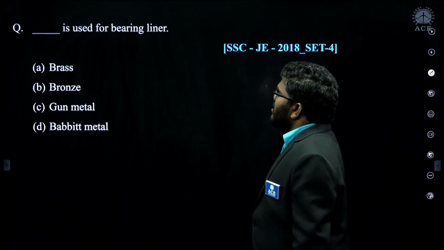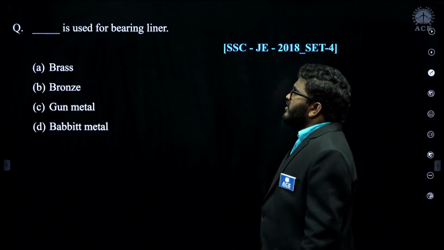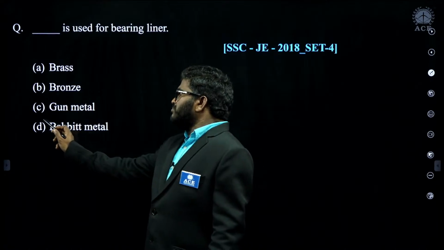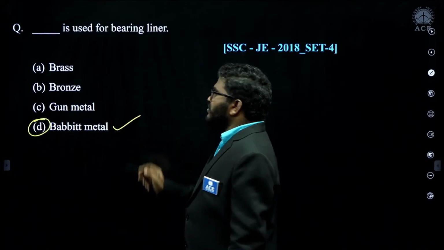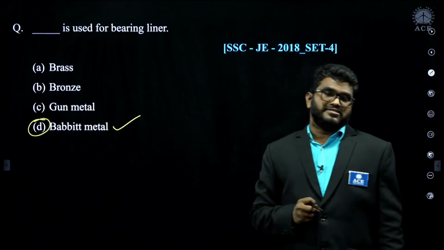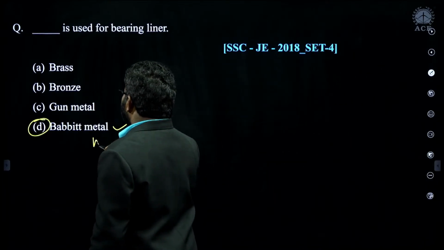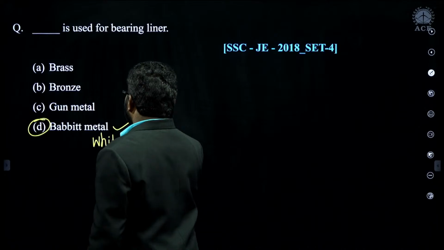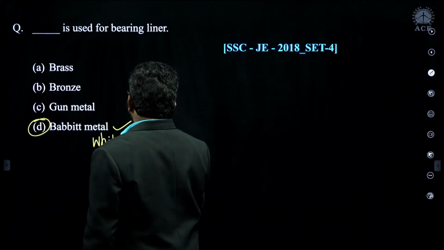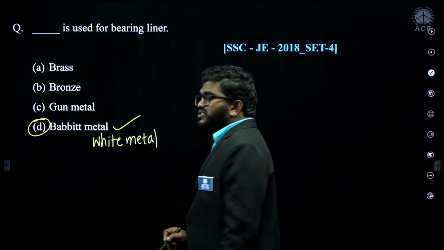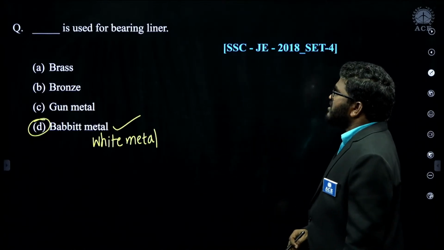Repeated question. Dash is used for bearing liners. Babbitt metal, or white metal, is mainly used for bearing liners. Babbitt metal, a lead tin alloy, is also known as white metal. It is used in bearings.